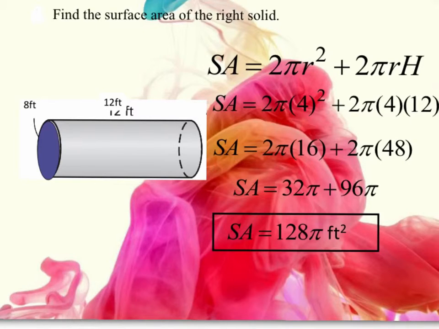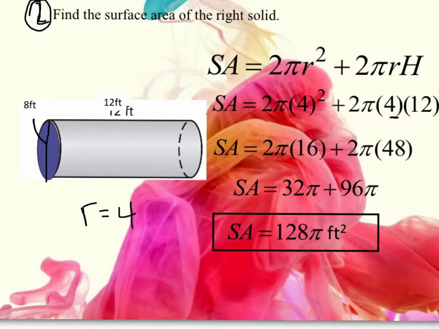Okay, here is example number 2. Once again, we just want to find the surface area of this cylinder. And we use our formula. Our radius is... it's missing some information. Okay, the 8 is the diameter, and half of that diameter is going to be 4. So the radius is 4.